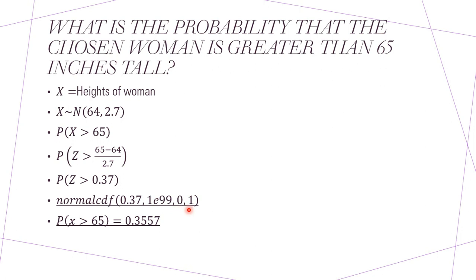Now, for your calculator, once you find this z value of 0.37, you could go and use the actual values. So you could change this 0.37 to 65. You would have to change 0 to 64, the mean, and you need to change 1 to 2.7, and you'd get essentially the same answer. Answer here, we get a probability of about 0.3557, so about 35.5%.